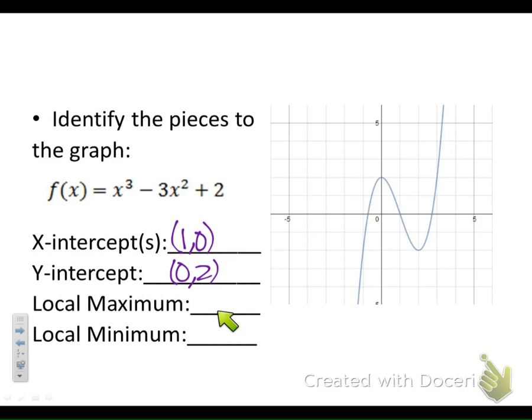Local maximum. Where's the peak? 0, 2 again. And then a valley. Is that perfect? I don't know. Oh, I think it is kind of perfect. 3, negative 2 is pretty nice. My mistake. 2, negative 2. Okay. Using synthetic division and then the quadratic formula. These were the other two x-intercepts.